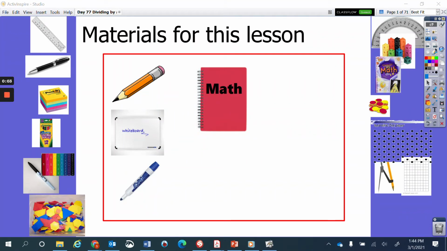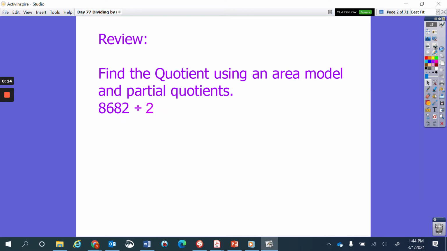All right, welcome guys. So you should be looking at a page that on top says multiply and divide whole numbers, dividing by a single digit using partial quotients. So let's review. This part gets done on your whiteboard. Find the quotient using an area model and partial quotients. Pause the video and then you can unpause.